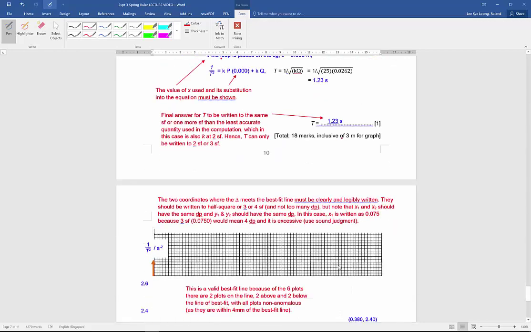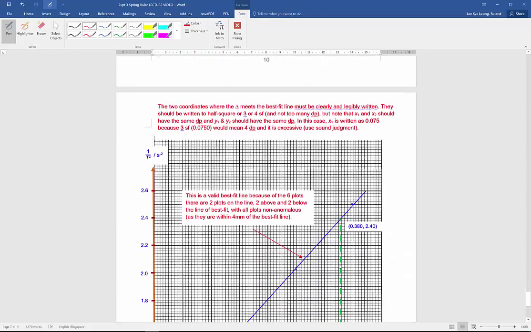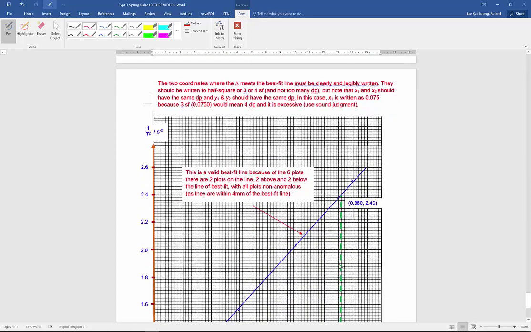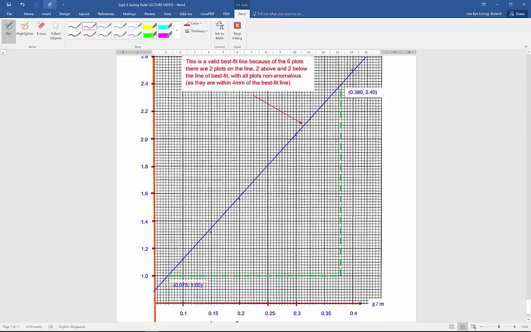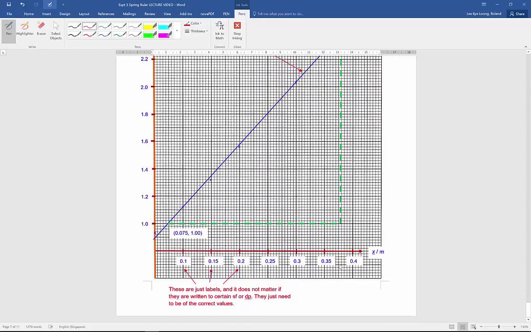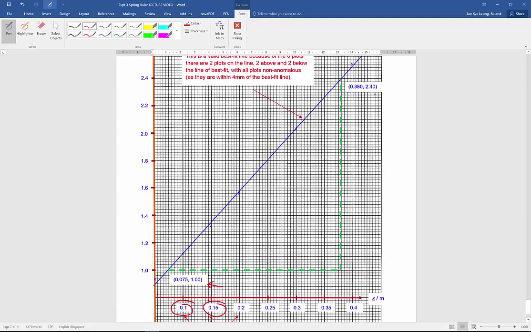And then this is the graph. As you can see, the axis is labeled correctly with the unit. All these are just labeling, so you don't have to bother whether they are the correct SF or DP. Those are not important because they are just labeling. But this coordinate has to be written and used.